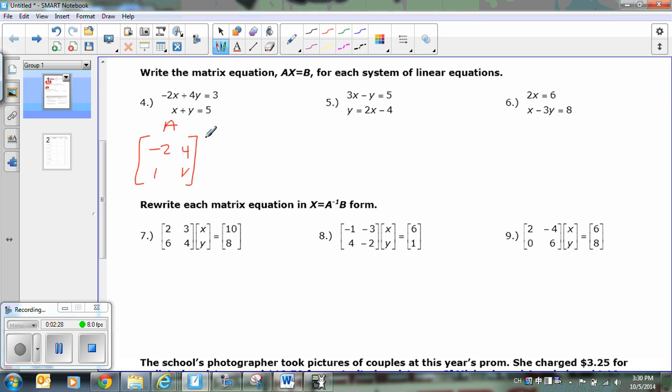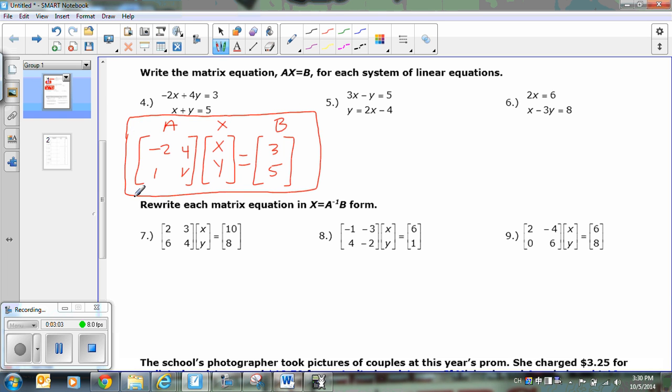Now, we're going to write our variable matrix, and it's a 2 by 1, so it's kind of skinny. Our variable matrix, we just need the X and the Y in that matrix. And then we're going to set that equal to matrix B, which is your constant matrix. It's another 2 by 1. So we'll just put the 2 constants in there, 3 and 5. All right, so that's matrix B. This is what we call a matrix equation. The directions said write a matrix equation, so you're done with that at that point. So do the same thing on numbers 5 and 6.